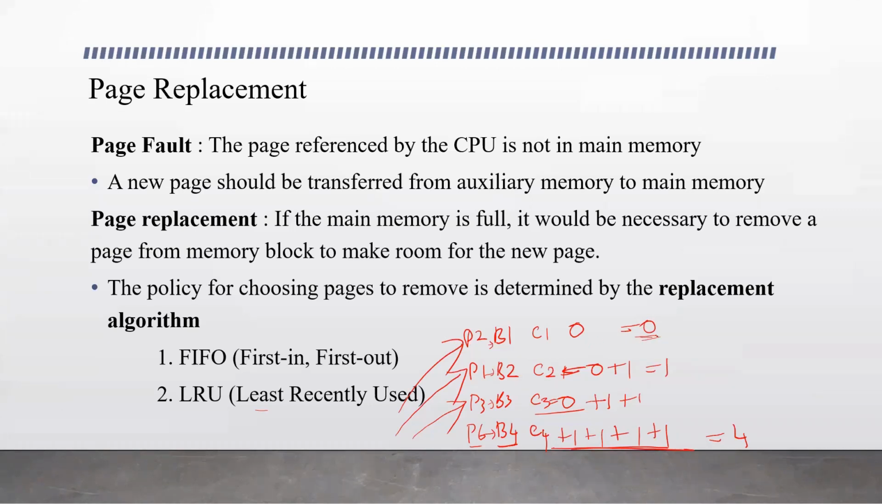This is the most recently referred, and this is also referred recently, and this one has the count 2. This has a count 4, so this is the least recently referred page. This is replaced by the new page from the auxiliary memory. This way, the least recently used page is identified and replaced by the new page.